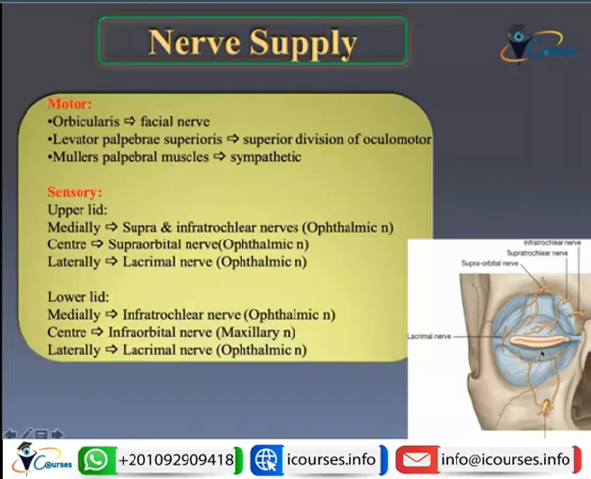The sensory supply of the eyelid can be divided into 3 parts. Every lid, upper and lower, can be divided into the medial part, middle part, and lateral part. The medial part of the upper eyelid is supplied by the supratrochlear nerve, while the medial part of the lower eyelid is supplied by the infratrochlear nerve. The middle part of the upper eyelid is supplied by the supraorbital nerve, while the middle part of the lower eyelid is supplied by the infraorbital nerve.